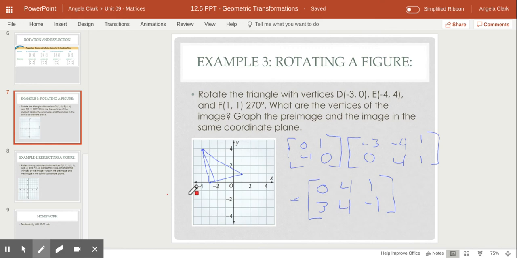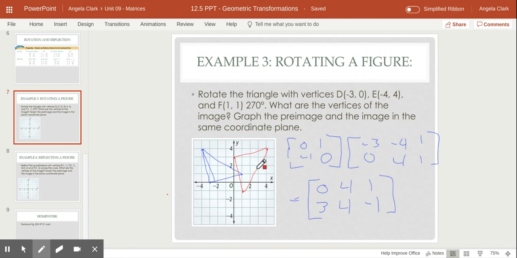And then we're going to graph the 270-degree rotation. So we are at 0, 3. 4, 4. And 1, -1. So notice that this is in fact the same shape. It's just been rotated.